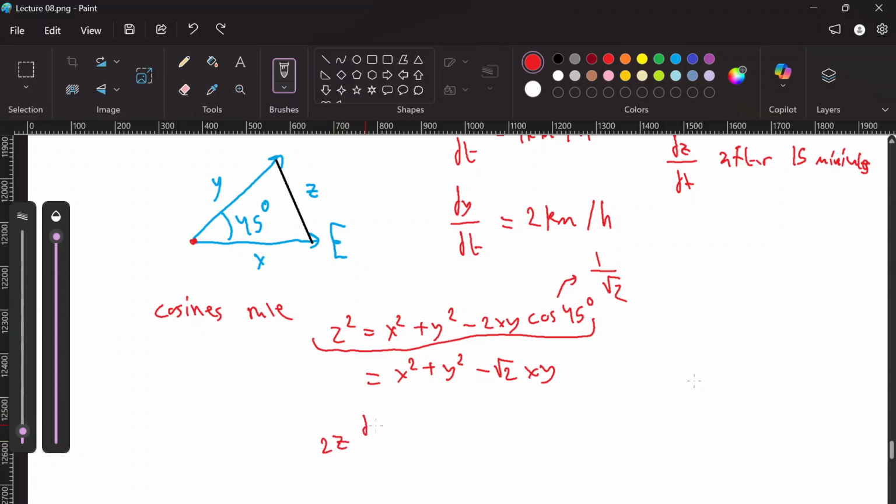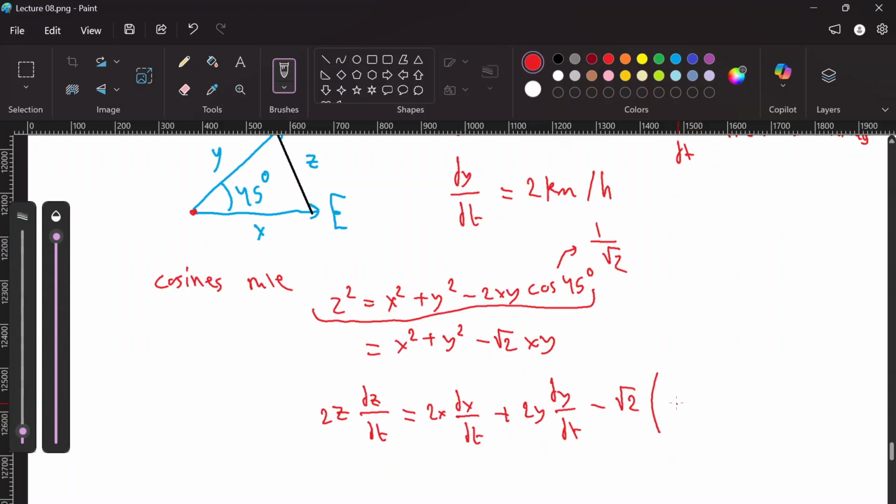2z dz over dt equals 2x dx over dt plus 2y dy over dt. And then this was the product rule. So let's open parentheses to make sure that we don't forget the minus square root 2 times x dy over dt plus y dx over dt.